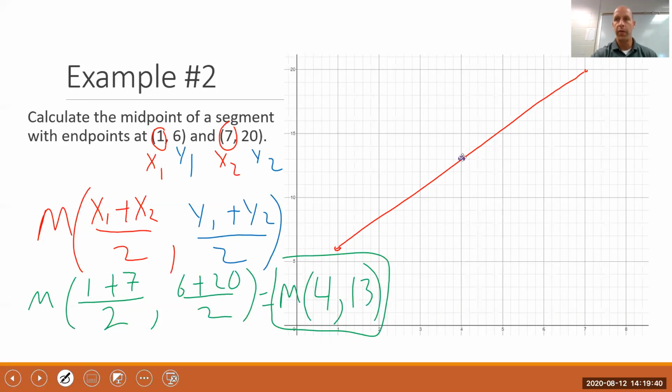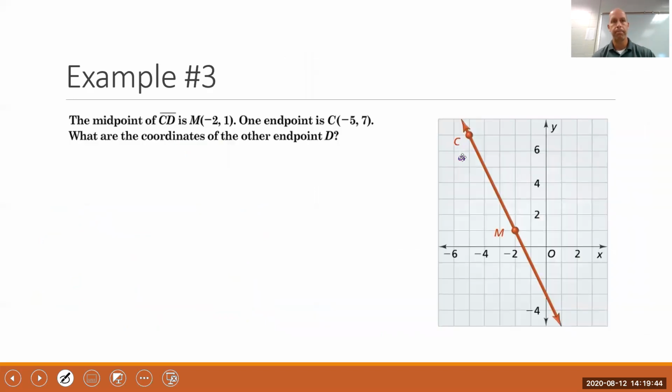All right, let's go ahead and move on to the next one. So that's 2 examples with midpoints. We got one more example with a midpoint. So here they're telling us the midpoint. They tell us that the midpoint is right here at -2, 1. And they tell us that one endpoint is at -5, 7. That's this guy over here. And they want us to find the other endpoint. So they want us to find point D.